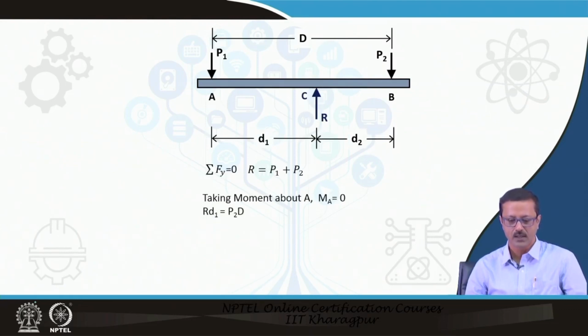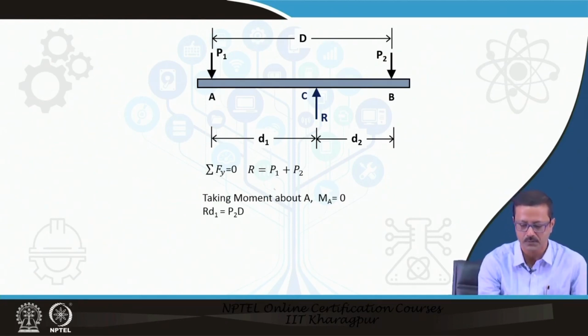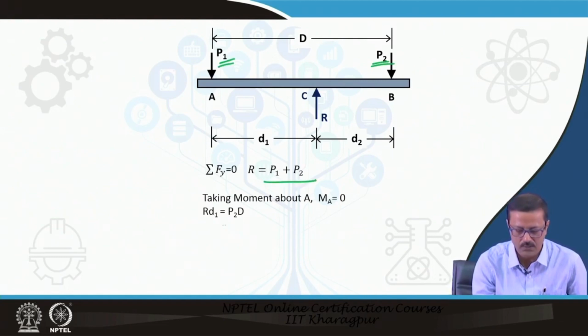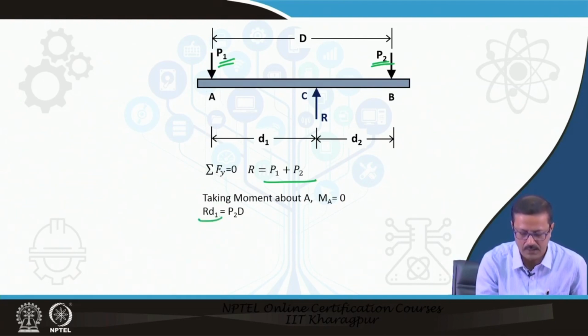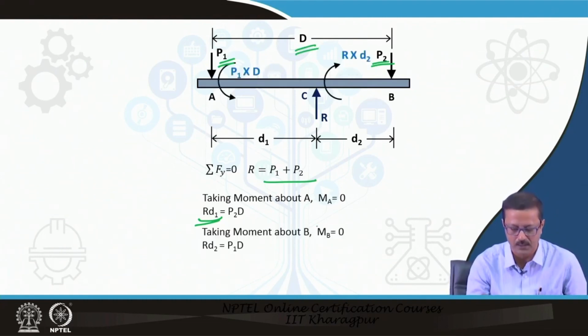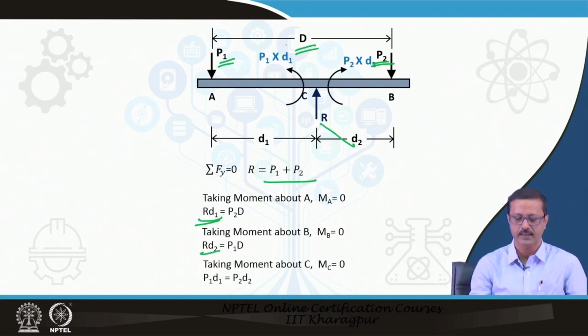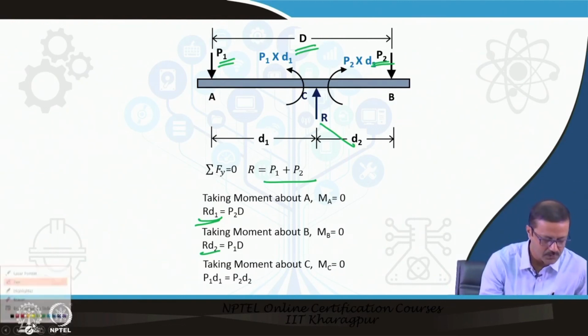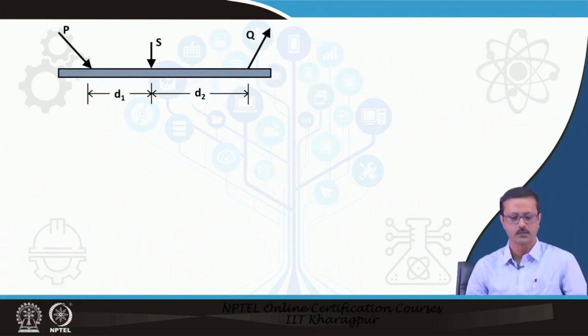So I take the sum of Fy equal to 0, so P equal to P1 plus P2, so this is this plus this. And also if I take the moment about A, I have this force R at a distance of d1, so R d1, and P2 at a distance of D, so P2 into D, so these two have to be equal to 0. Or if I take the moment about B, the equation changes like R into D2 in this case and P1 into D in this case. Or if I take a moment about C also, P1 into D1 must be equal to P2 into D2. So that way also I can find out the forces and all the moments.